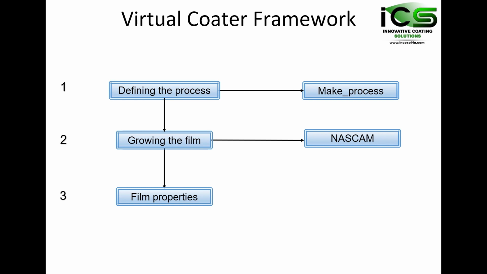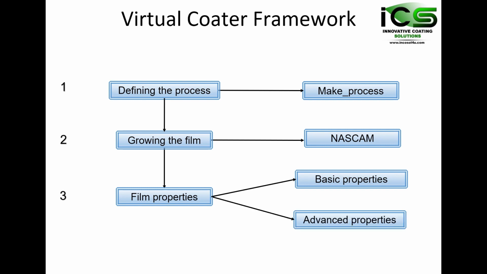There are two types of film properties: the ones that can be computed on the fly, like the chemical composition versus depth, which are called basic properties, and others that are the properties evaluated once the film is completed, like porosity, mechanical or optical properties.